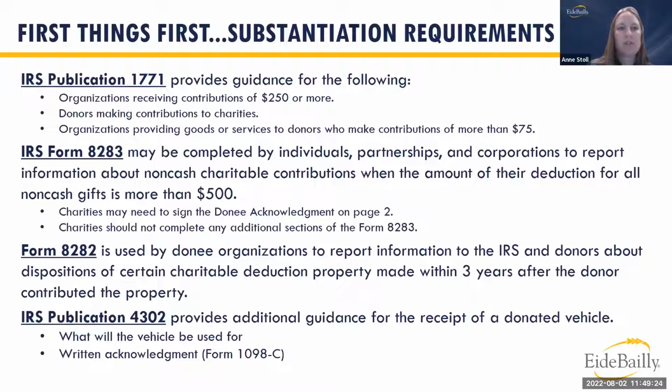We also have the IRS Form 8283, which would need to be completed by individuals, partnerships, corporations, if they have non-cash contributions over $500. Additionally, there may be a donee acknowledgement that you would be asked to sign on page 2 if the donation is over $5,000. And there is an additional Form 8283.